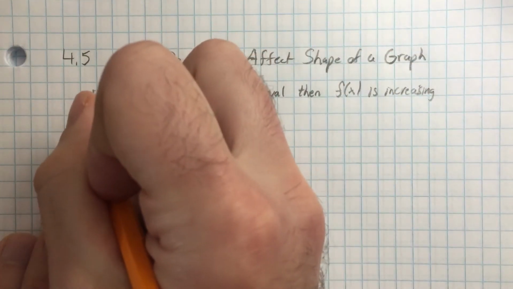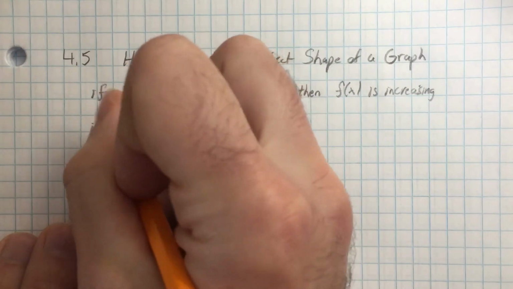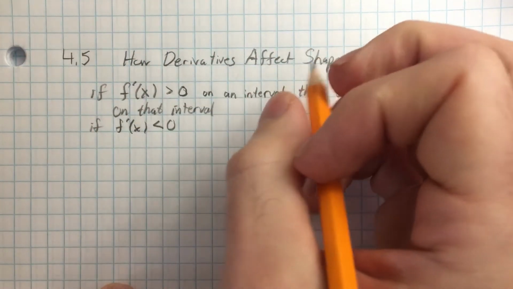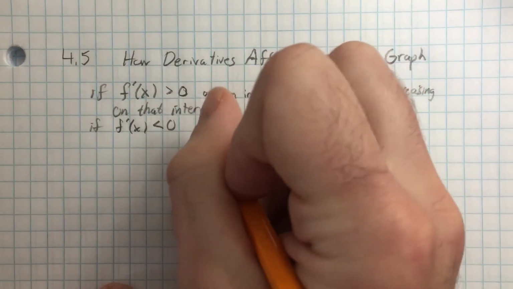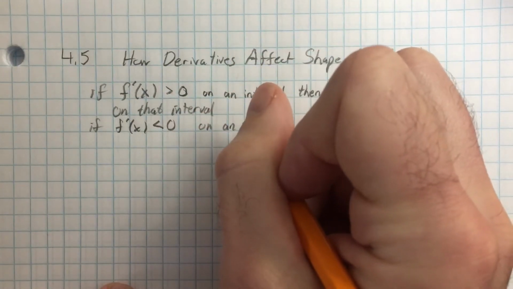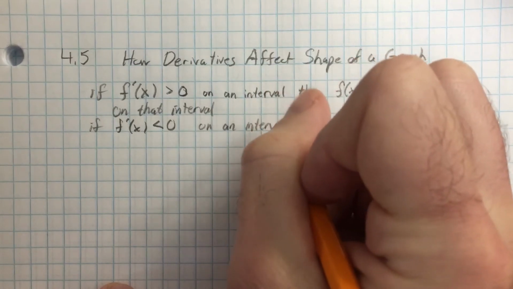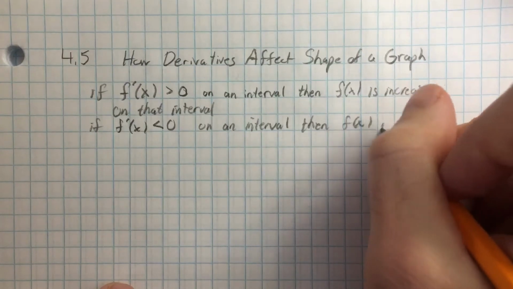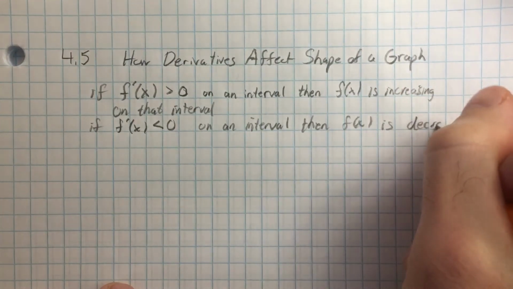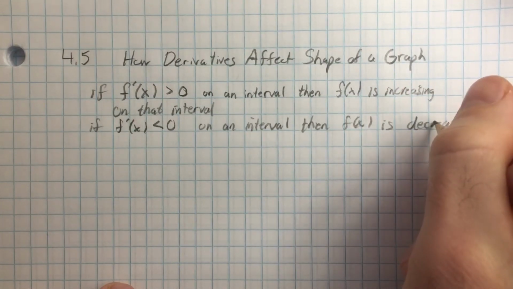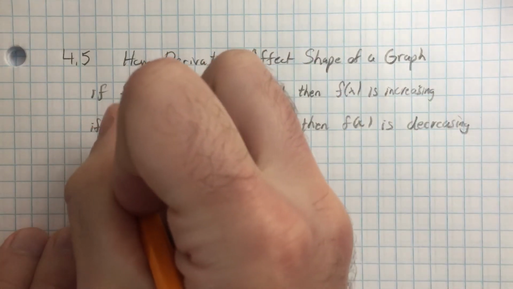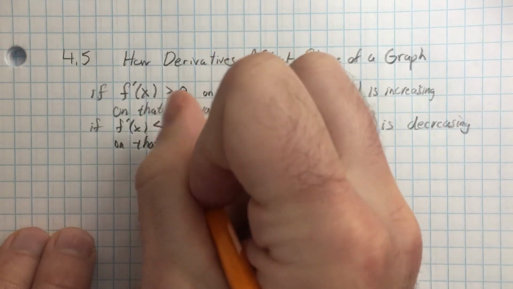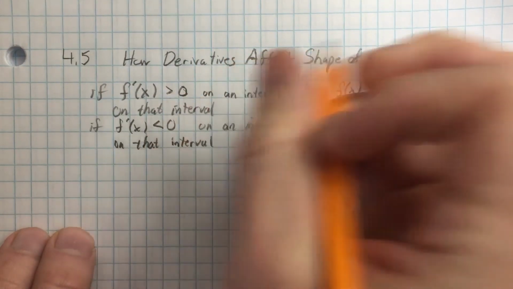And contrariwise, if f prime of x is less than 0, it's negative, the derivative is negative on an interval, then the function is decreasing there. Pretty obvious in a way. Let's just draw a picture though to make sure that intuition is there.